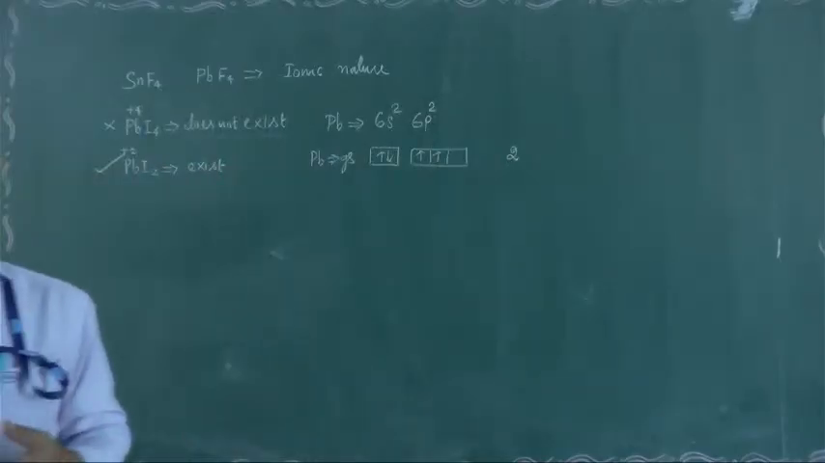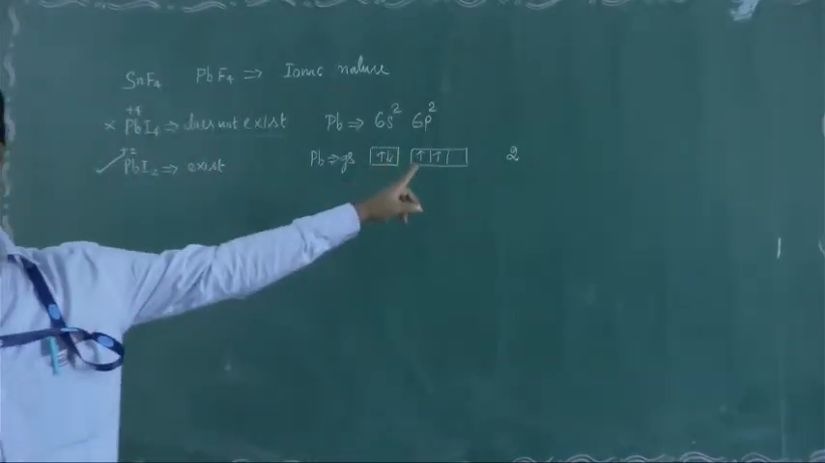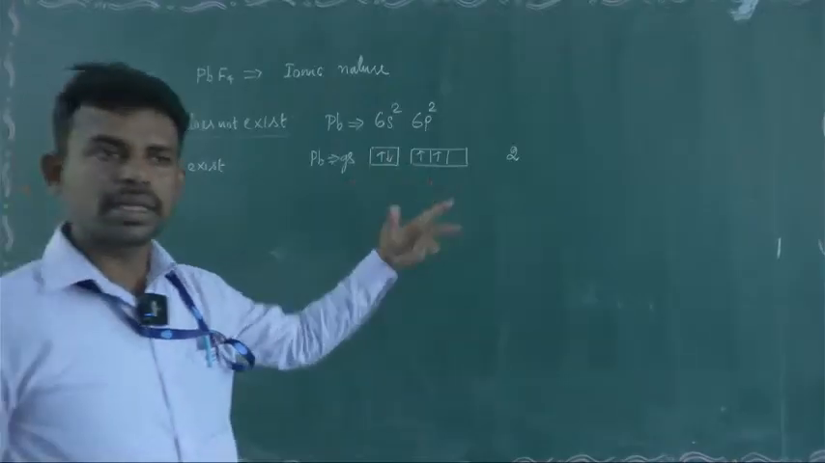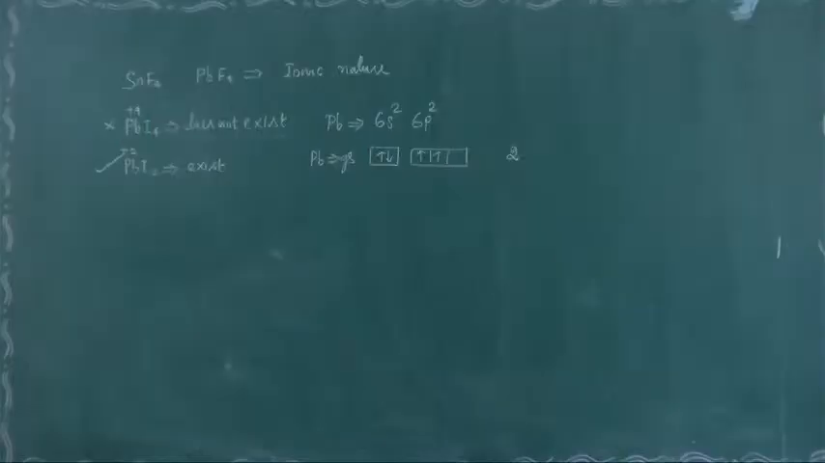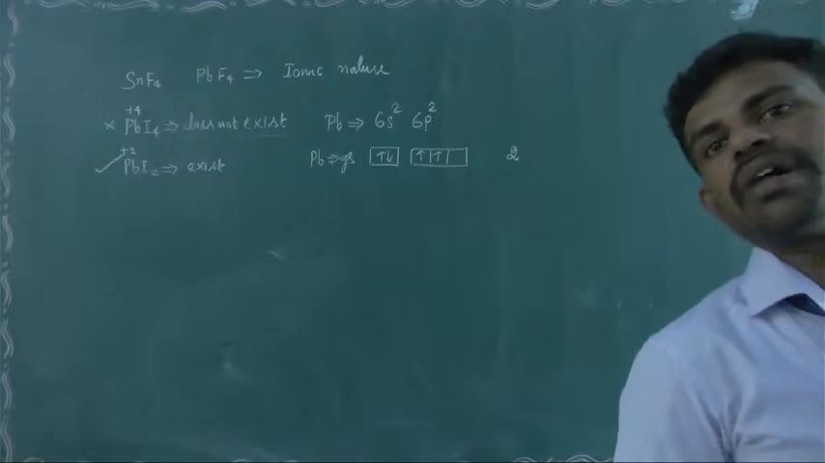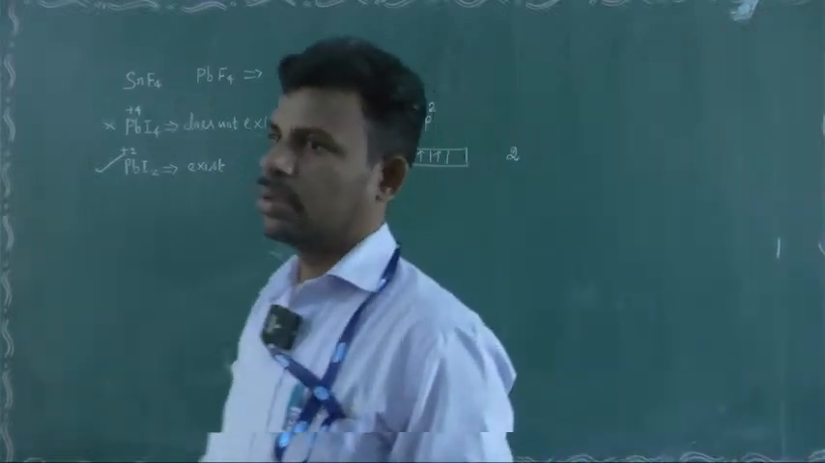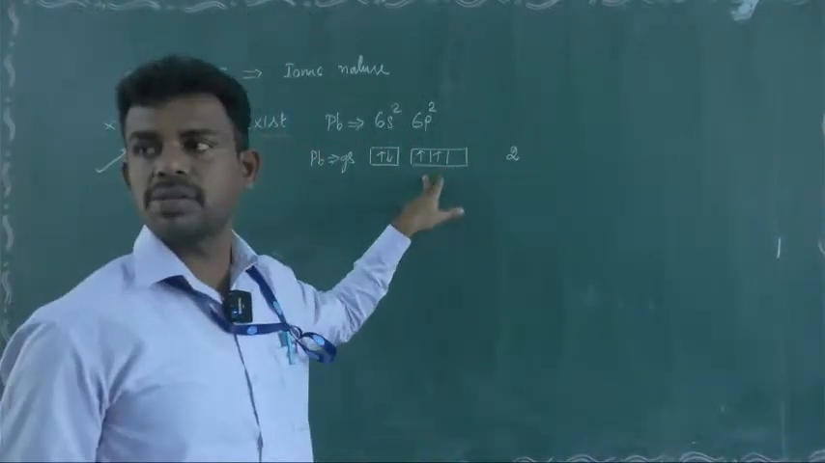Is it clear? Yes or no? Because how many np electrons? 2. What is the trick that you have to remember? Number of unpaired electrons is equal to number of covalent bonds. That is the trick. The number of unpaired electrons at ground state is going to be 2.